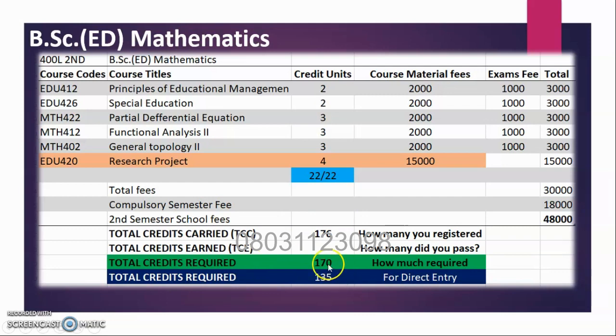Total credits required for you to graduate here is 170. So if you have made it up to 170, your certificate will be given to you. But if you came in through direct entry, 130 credits will guarantee you your certificate.